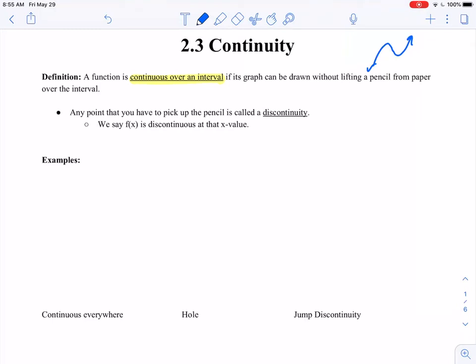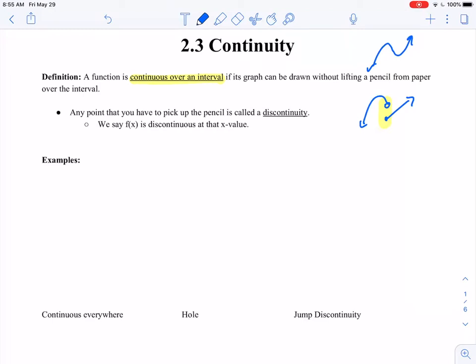Any point where you do have to pick up your pencil from the paper, so if I have a hole in my graph or a break or something like that, I would say that this x value right here is the location of a discontinuity, or we might say that f of x is discontinuous at that particular x value. So first thing I want to do is address the different types of continuity or discontinuities that we'll see in our class.